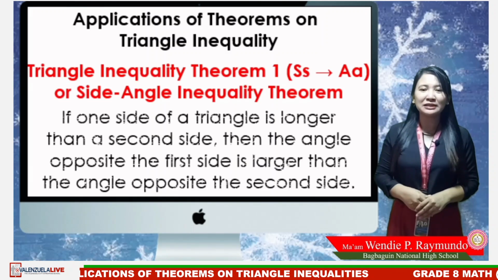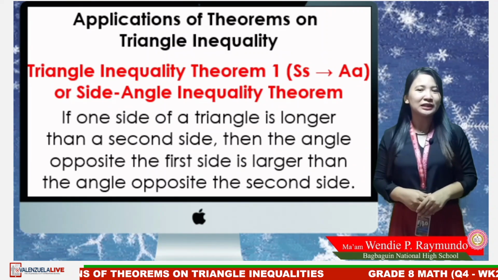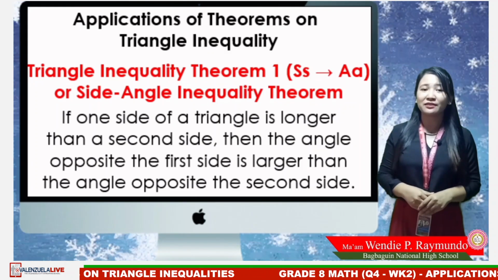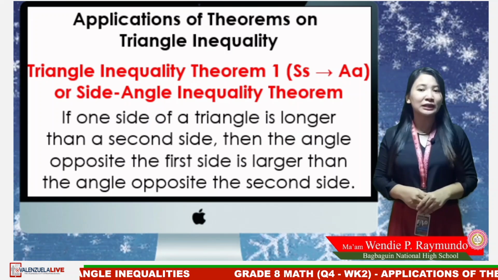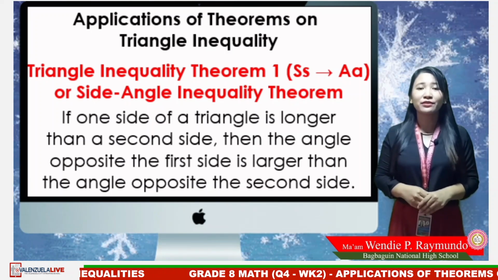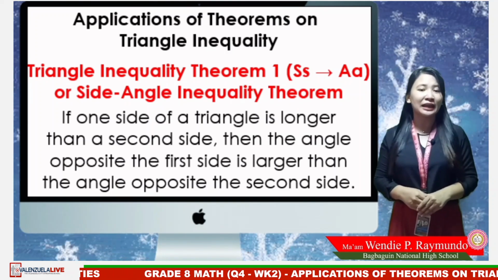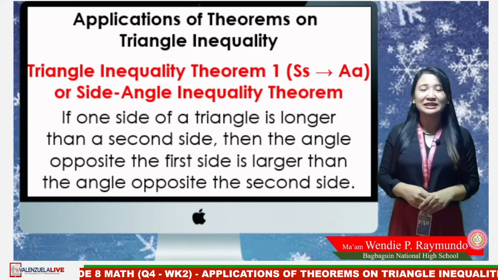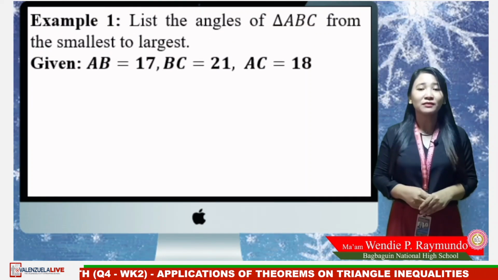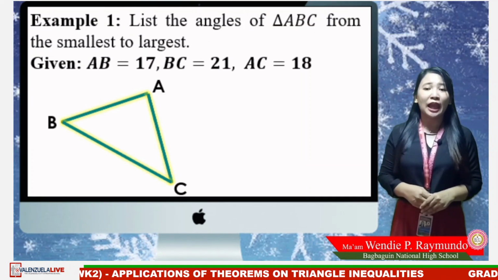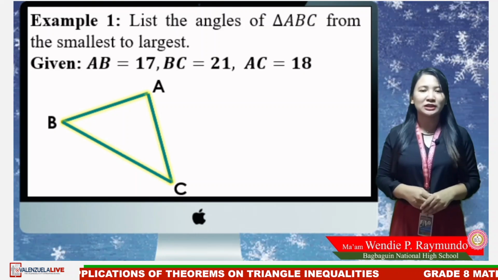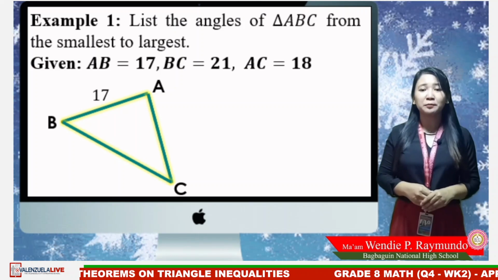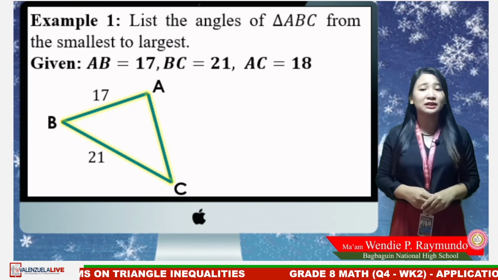The first theorem is the triangle inequality or side-angle inequality theorem. It states that if one side of a triangle is longer than a second side, then the angle opposite the first side is larger than the angle opposite the second side. Let's have an example. List the angles of triangle ABC from the smallest to largest. Given: AB is equal to 17, side BC is equal to 21, and AC is 18.